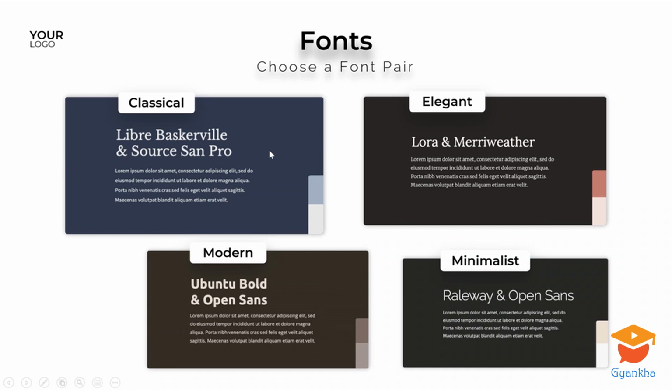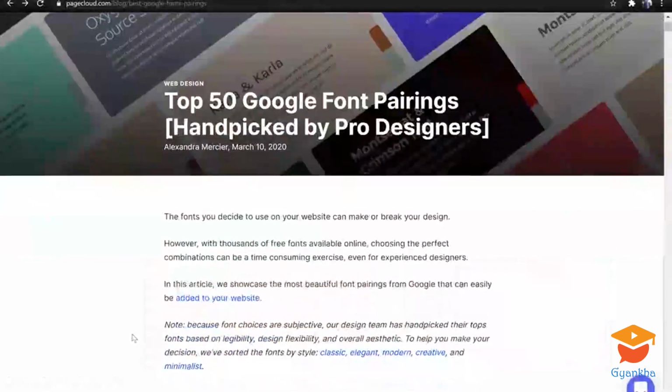So you could use the same font family for the headings and for the paragraphs, but you could as well mix it up and choose a font pair. So basically one font for headings and one font for paragraph text. So that's where the name comes from, font pairs. And at the same time, each font has its own feeling. So as you can see, you can have classical looking, elegant, modern, or minimalist looking fonts. So it's up to you, it's a creative choice.